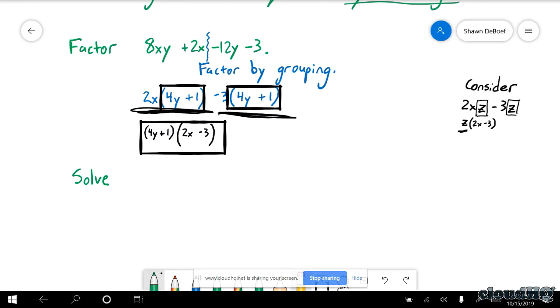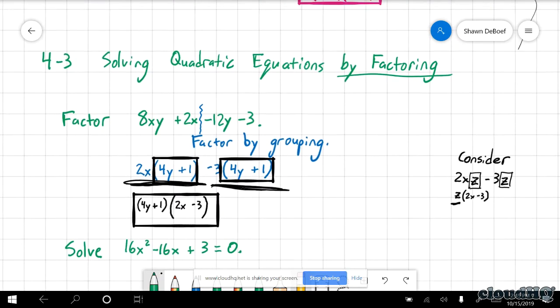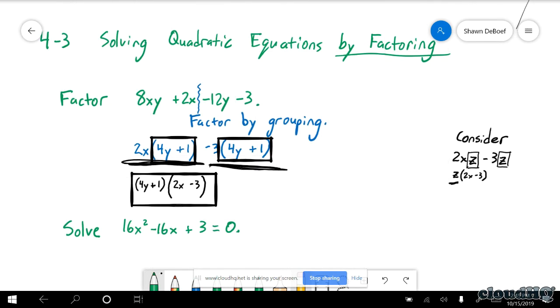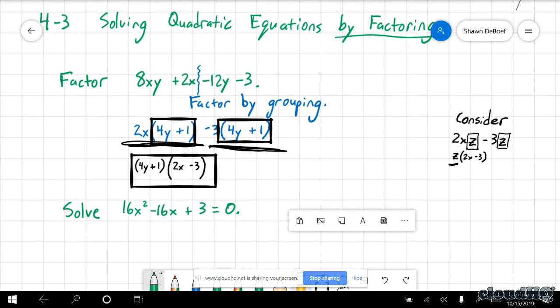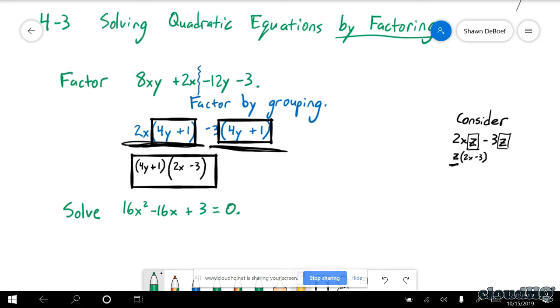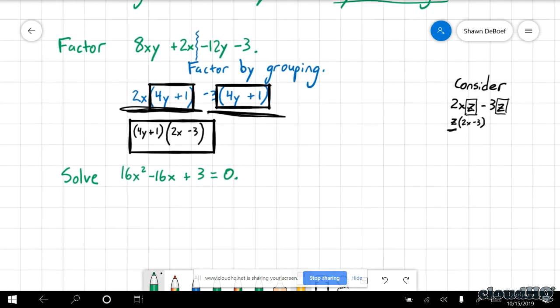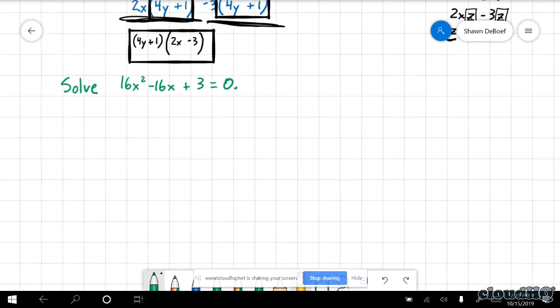Let's solve 16x squared minus 16x plus 3 equals 0. Now this is the first problem I think I've asked about solving. That's the title of the section, is solving. Now we actually get into solving. The section is titled Solving Equations by Factoring. So I'm still going to factor, but then I'll have a step beyond that.